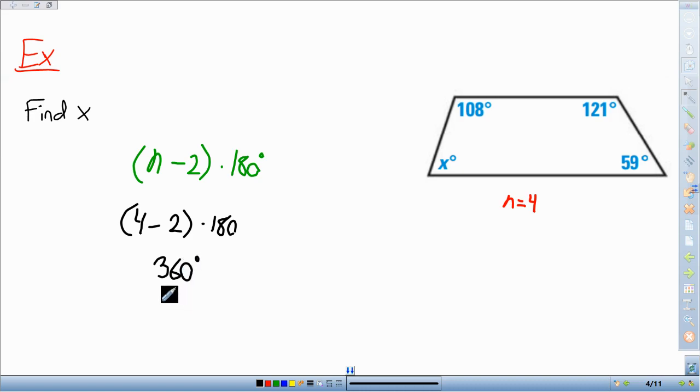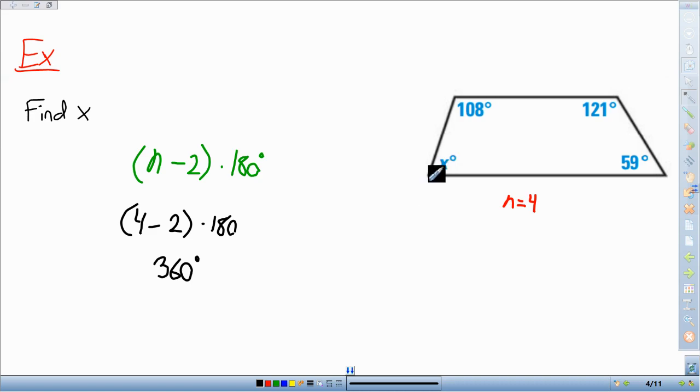Okay, that's not the answer. That's not what this problem is asking for. It's asking us to find x, but now we know that all 4 of these angles added together equals 360. So now we can make an equation out of this. That's exactly what I'm going to do. I'm going to add all 4 angles together, set it equal to 360, and solve.